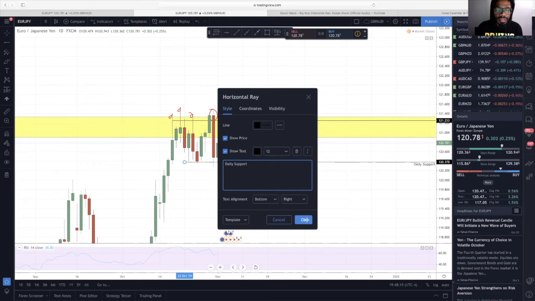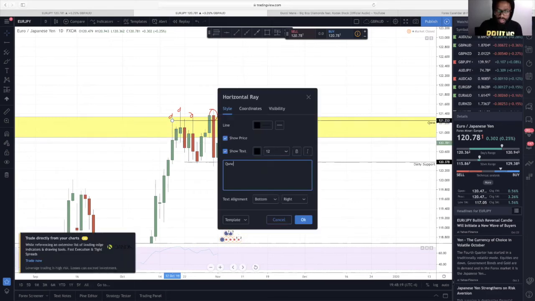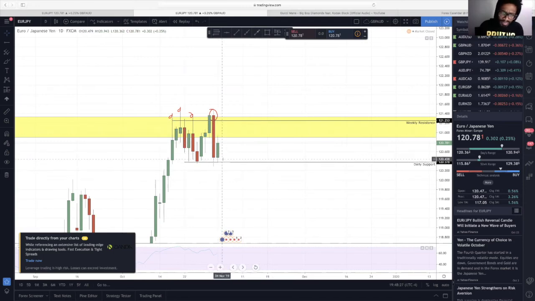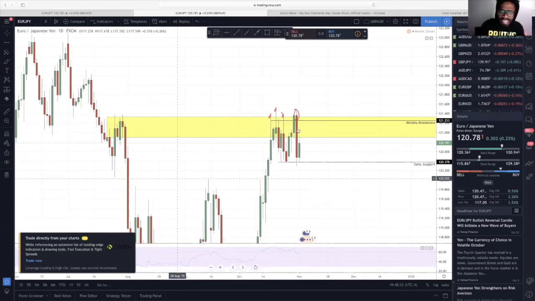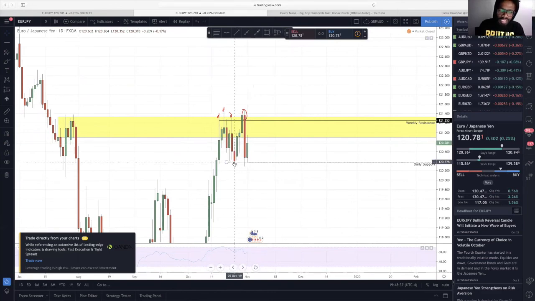Daily support. All right, and now you have this up here. You have weekly resistance. Once again, I'm adding this so you all can see, right? So right now we have price kind of doing this little thing. Over here, we had a clear move to the downside. Right now we had a rejection. We had a bounce off of this daily level. We had a rejection at the top side. Then we had another bounce off of this daily level.